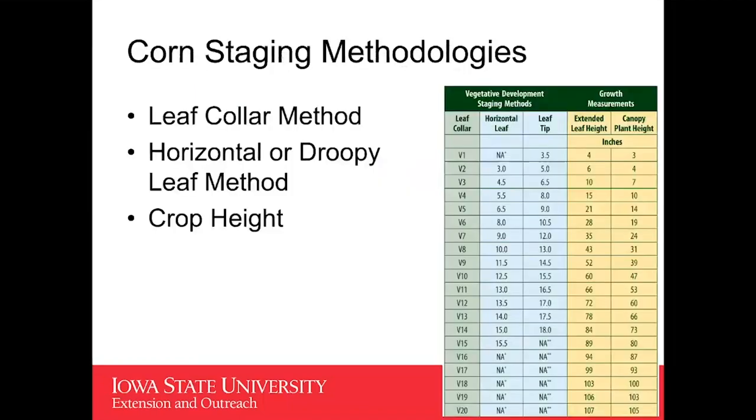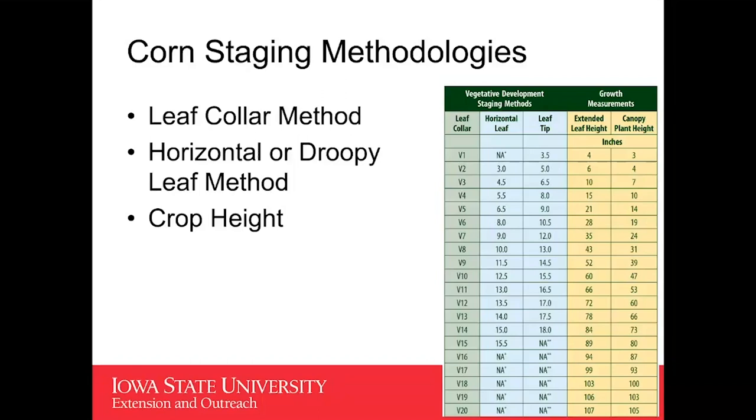So there are a couple different methodologies that I want to point out because as a crop scout, you will run into these different methods and different ways of characterizing where the crop is at. So the leaf collar method is the most common method that we use in research, and a lot of my publications and others that are working for land grant universities are using this leaf collar method. Okay, and so that's what I'm going to show you here in a little bit. The other methods are the horizontal or droopy leaf method and then crop height. Okay, and so the horizontal droopy leaf method, the insurance industry does use. So that's where you might hear about that.